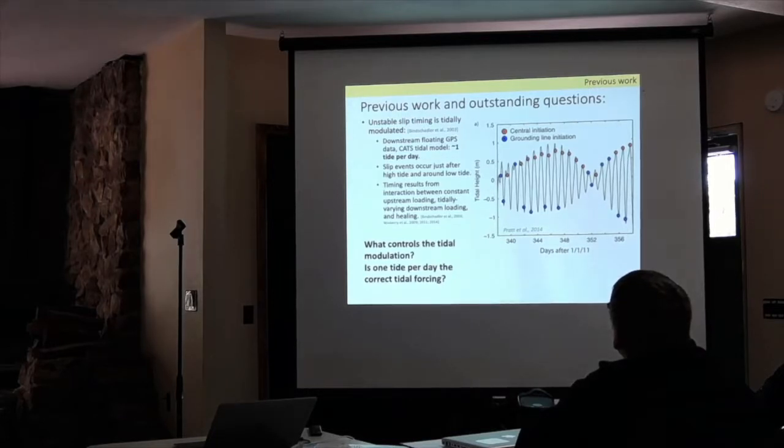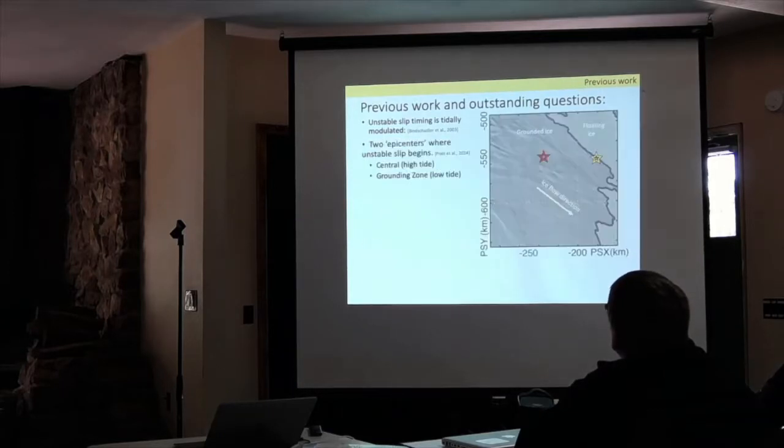If you use that data, it looks like there's one slip event per tidal cycle, usually at the high tide time of the tidal cycle, and then again sometime around low tide. So you get a high tide event and a low tide event. The timing of those was thought to result from the interaction between the constant upstream driving, loading, and downstream time-varying loading. And I'm going to suggest that maybe one tide per day is not exactly the right forcing, and reevaluate what controls this tidal modulation.